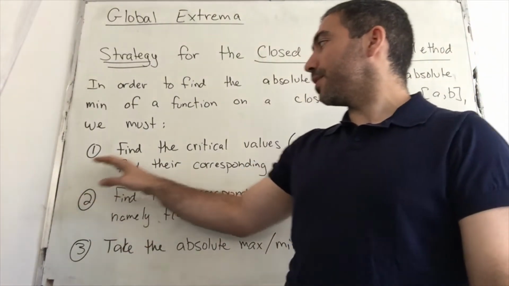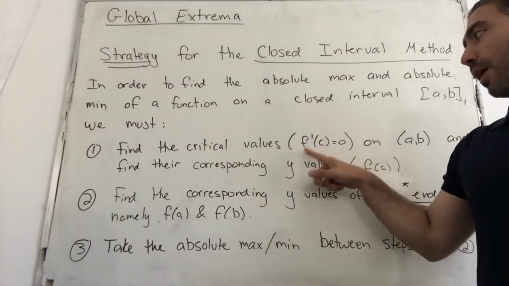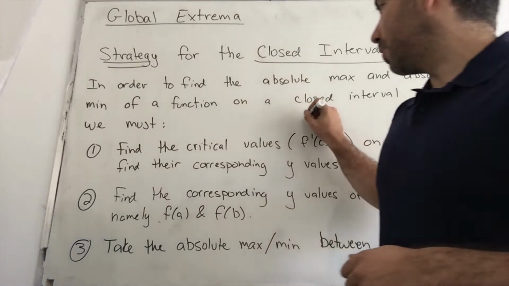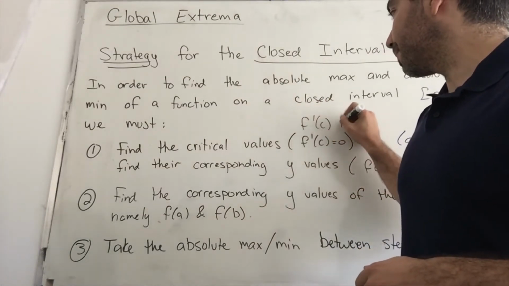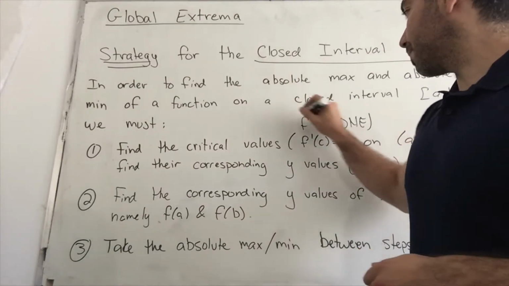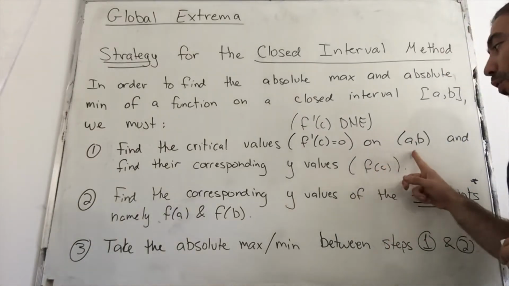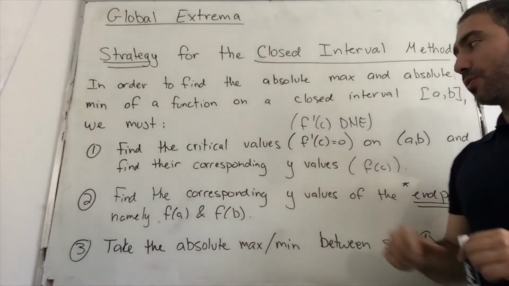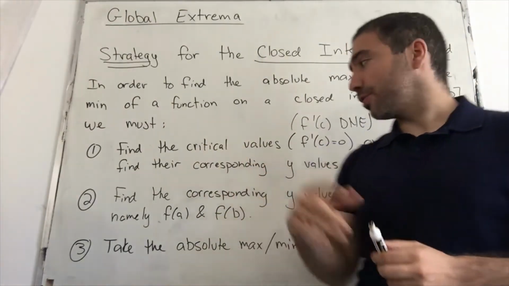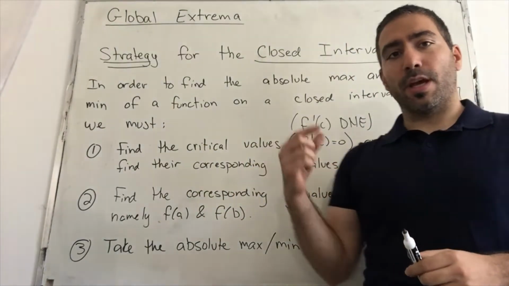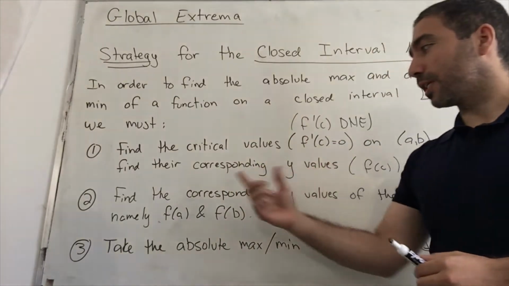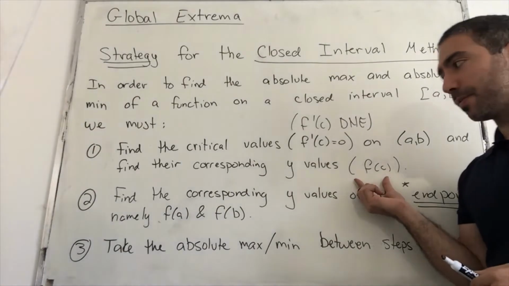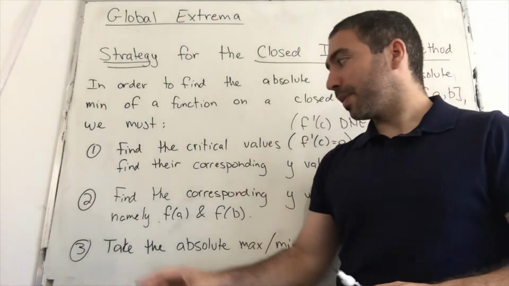The first step is to find the critical values. So f prime of c equals 0 or f prime of c doesn't exist. Those are the two cases that we have, on the open interval (a, b), and then find their corresponding y values. So you find your critical values, your critical points, the values c, and those correspond to x values, and then with those x values you find the y values by substituting back into the original function that's given. Okay, so we find their y values.